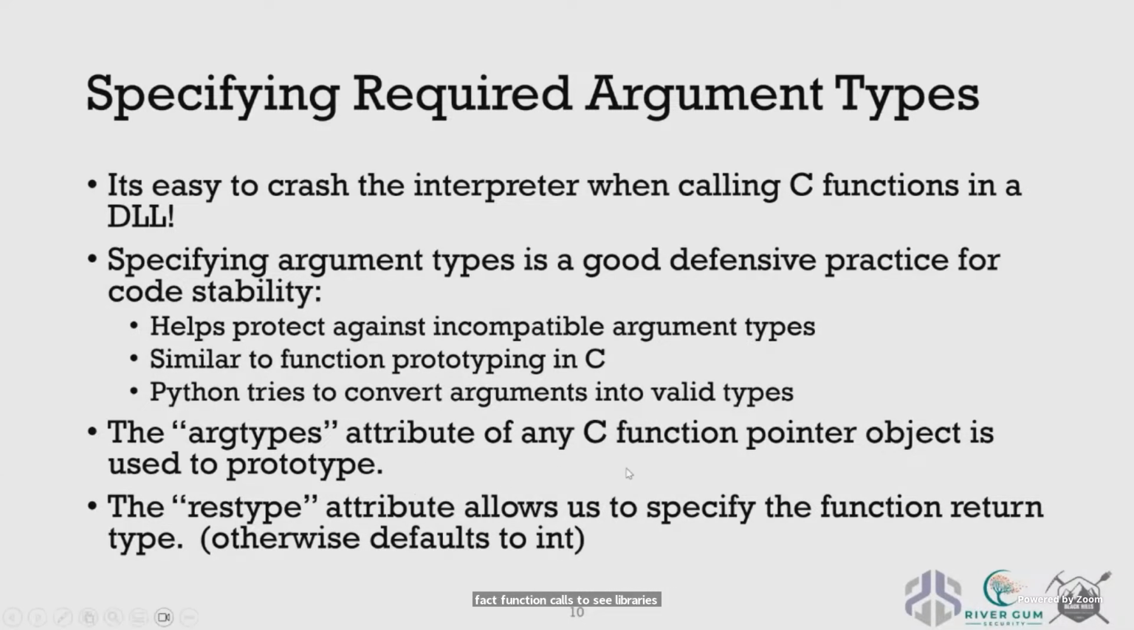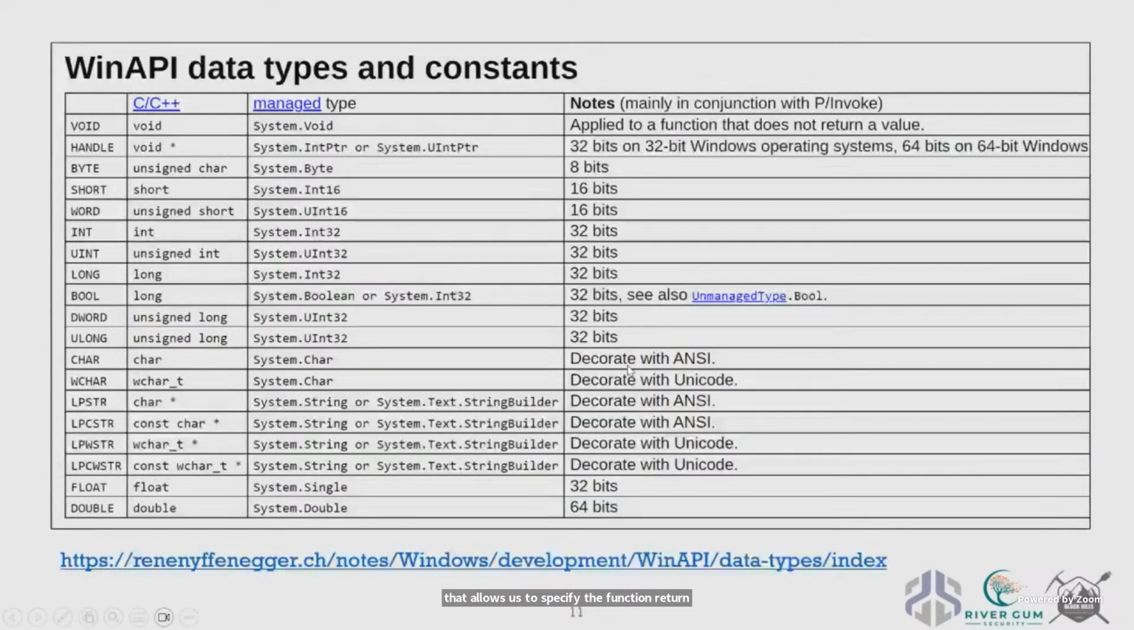in the Windows kernel. There is an argtypes attribute of any C function pointer object that we can use to construct these data prototypes for the API calls that we're interested in using. There's also a restype attribute that allows us to specify the function return type. Otherwise, it will actually default to int.